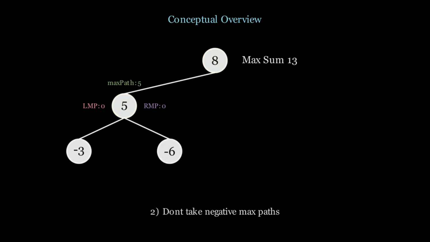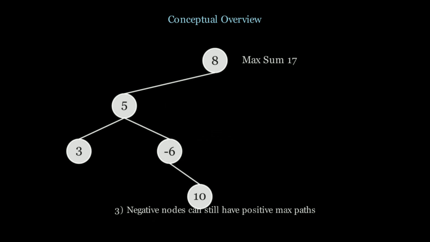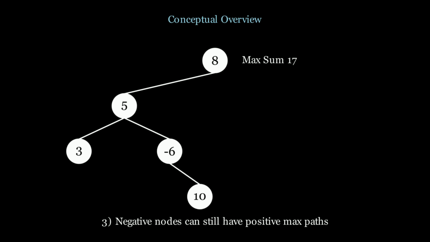Now let's take a look at another example. So in this case, we have 8, 5, 3, -6, and 10. The maximum path here is 17. And over here from 5's perspective, we're taking the path -6, 10. But why? I just told you that you shouldn't take a negative path, right? In this case, taking -6 is not a negative max path. In fact, we're taking -6 plus 10, which is 4. Right? So it's not that we don't take negative values, it's that we don't take negative paths.